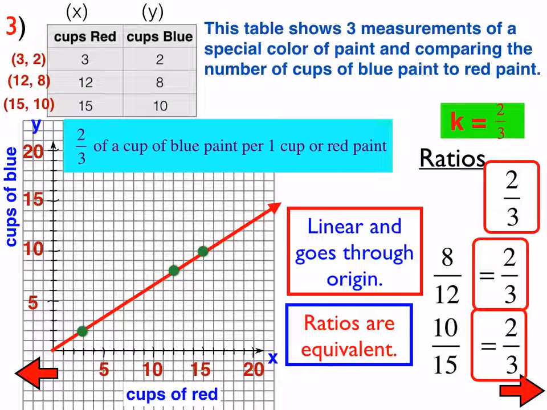That's the unit rate. And then our equation, since we know the constant of proportionality, and I'm using y and x, would be y equals 2/3 x. If you used r and b, it would be b equals 2/3 r.